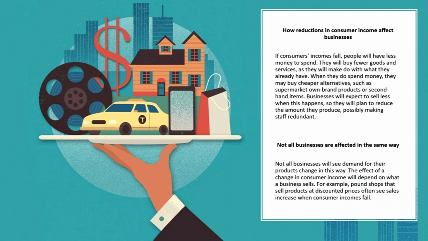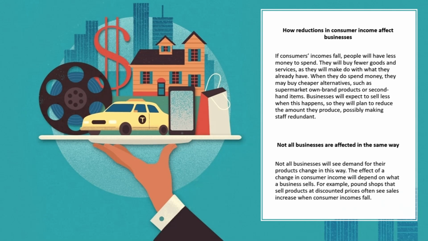How reductions in consumer income affect businesses. So, if consumers' incomes fall, people will have less money to spend. They will buy fewer goods and services as they will make do with what they already have. When they do spend money, they may buy cheaper alternatives, such as supermarket own brand products, or second-hand items. Businesses will expect to sell less when this happens, so they will plan to reduce the amount they produce, possibly making staff redundant. And now remember, not all businesses are affected in the same way.